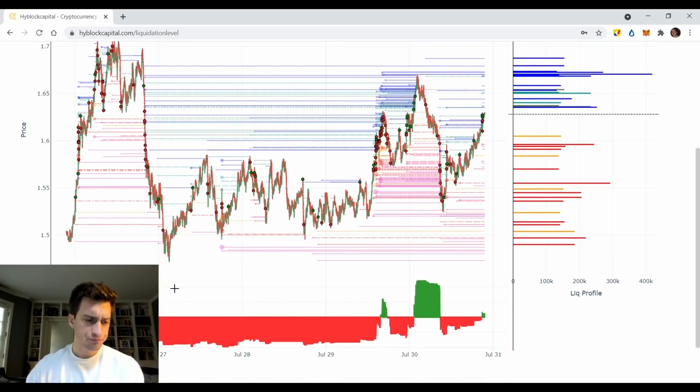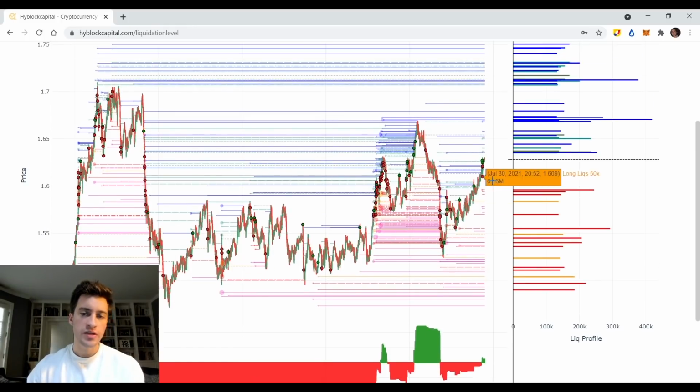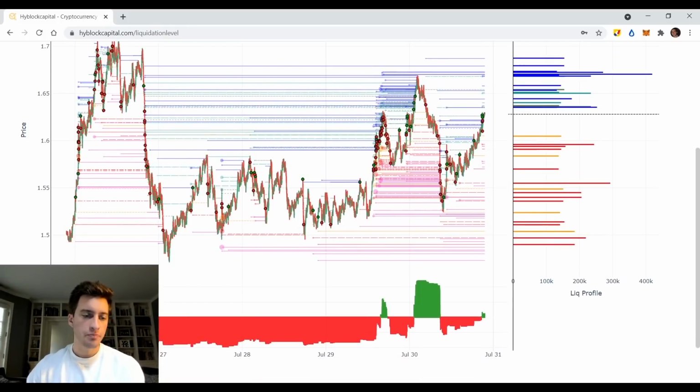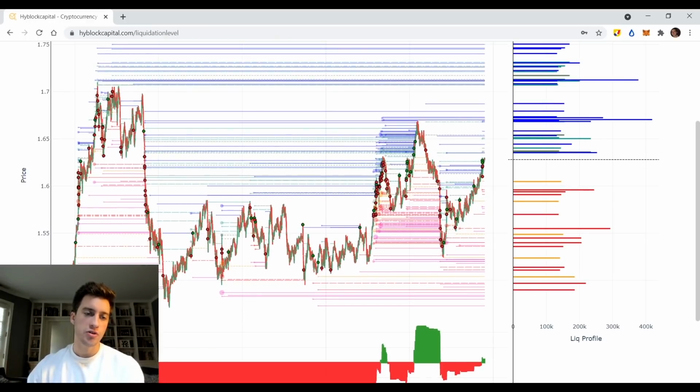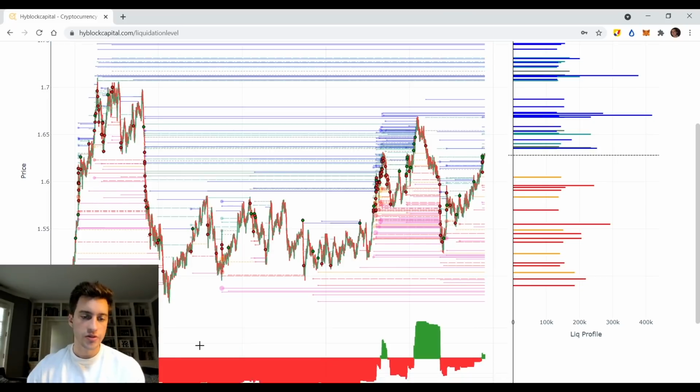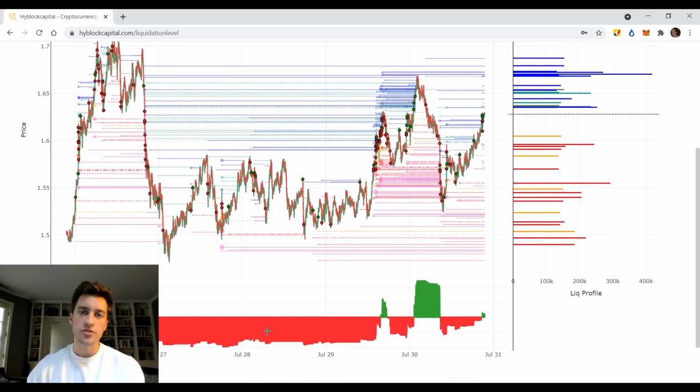An easier way to even target this pattern is to look down here. These are the cumulative delta of liquidation levels. Basically, when this is green, that means that there's more potential to hurt longs. There's more long liquidations than there are short liquidations. When this is red, this means that there are more short liquidations than long liquidations.